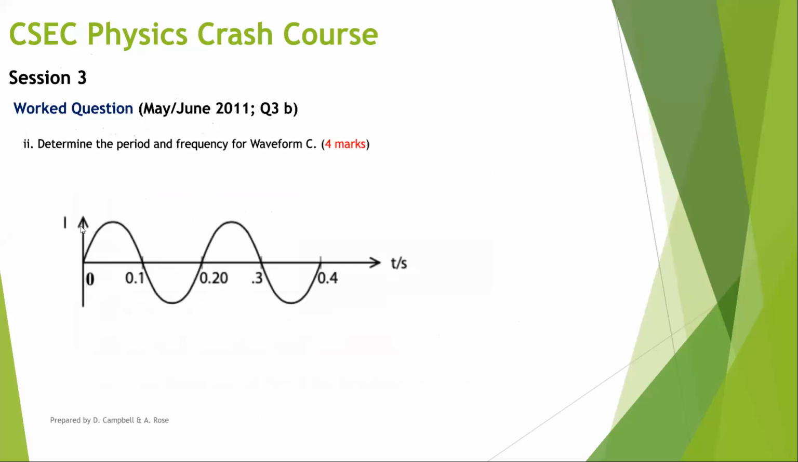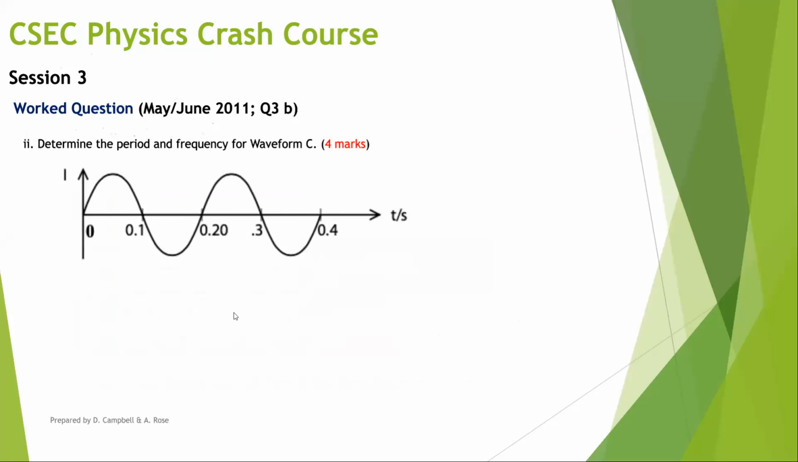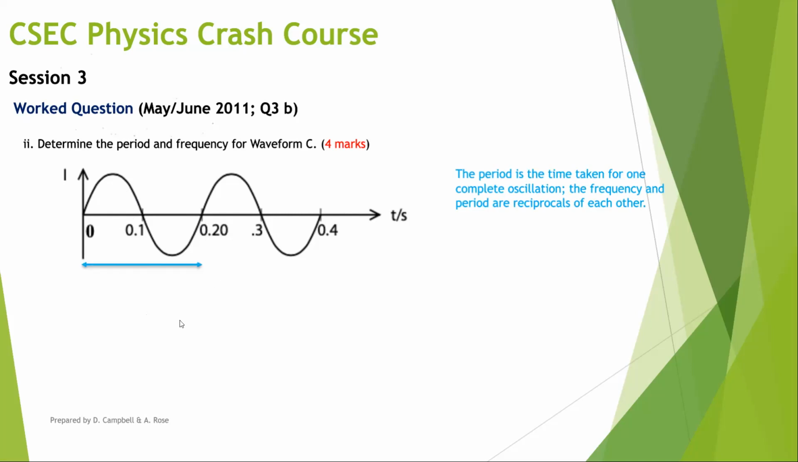Right. So for waveform C, we're asked to determine the period and the frequency. Now remember that the period is the time that it takes for the wave to complete a full oscillation. So both positive and negative half cycles must be completed for it to have completed a full cycle. Notice that half of the wave, the positive half cycle, takes place in 0.1 seconds, and then another 0.1 seconds for the negative half cycle. So from 0 seconds to 0.2 seconds, that would take in a full wave. So we can see then that the period would be 0.2 seconds.